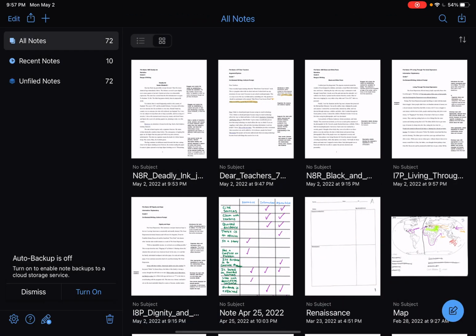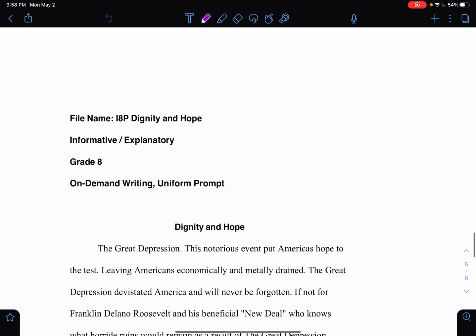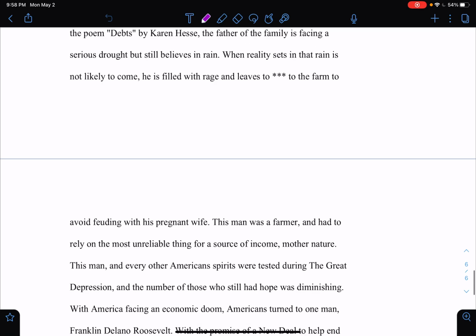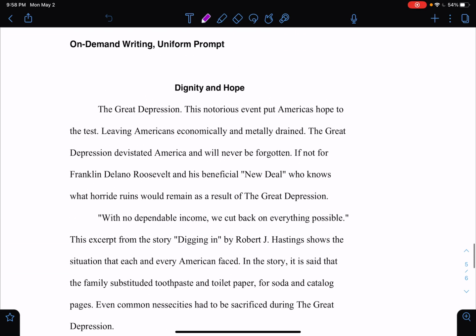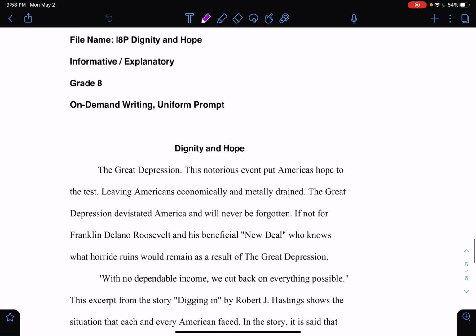Let's see if I can find a different one. Let's look at this one. This is a kid from 8th grade.